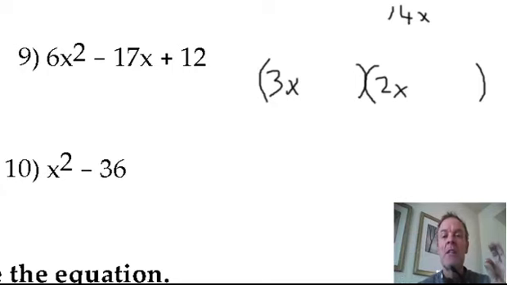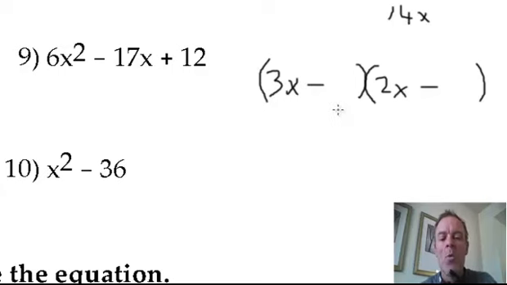Now, another little hint for this one. To get a positive 12 at the end, it's got to be either 2 positives or, think about it, 2 negatives. Now, to make the negative 17, surely it has to be 2 negatives, because when I add these together, I've got to get negative 17x. So this option must be 2 negatives to make the positive 12. I still don't know what the numbers are. Supposing I said, let's try 4 and 3.